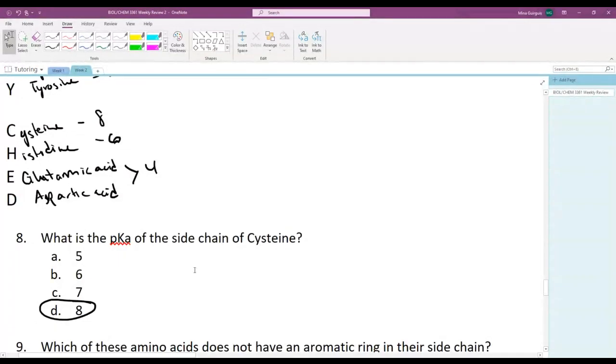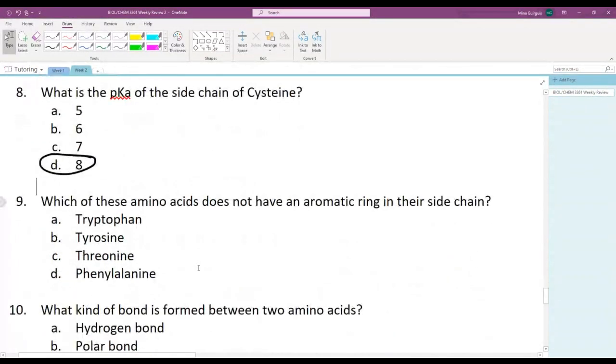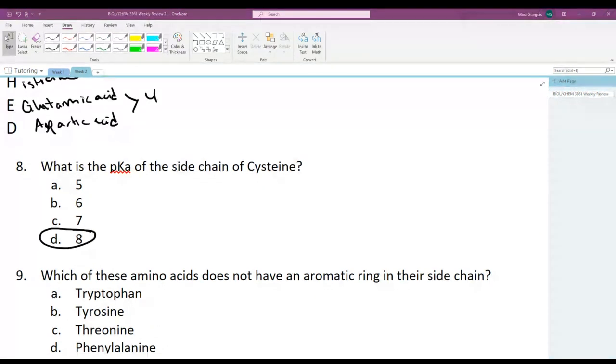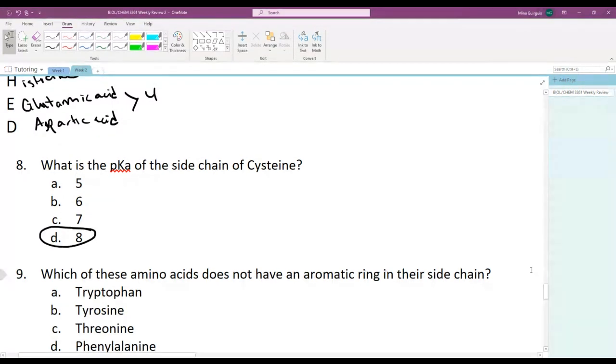Okay. All right. So now I have a couple of questions just about amino acid structure to make sure that you guys are memorizing them. So which of these amino acids does not have an aromatic ring in their side chain? Okay. Does anyone know? Has anyone worked to memorize these yet? Because if not, we can go over them. I see a hand raised. If you want to just go ahead and type in the chat, you can. You don't have to raise your hands. I don't mind it.